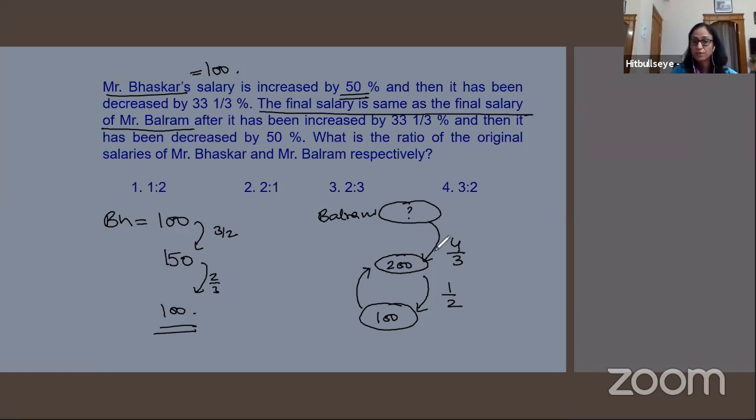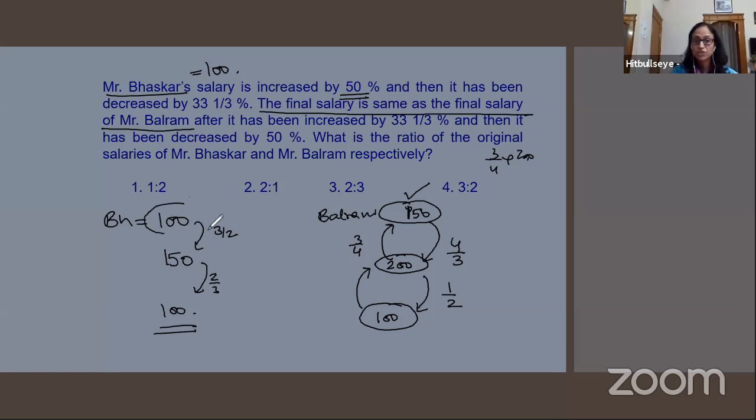Similarly, if from here to here you are multiplying by 4/3, so to go back, I will have to multiply it by 3/4. So 3/4 will make it how much? Can you quickly tell me this answer? What is 3/4 of 200 going to be? That's correct. So it's going to be 150. So I got to know the original salary of Balram as 150.